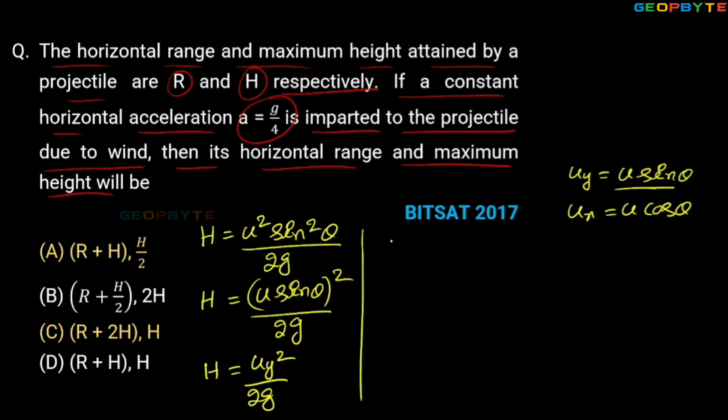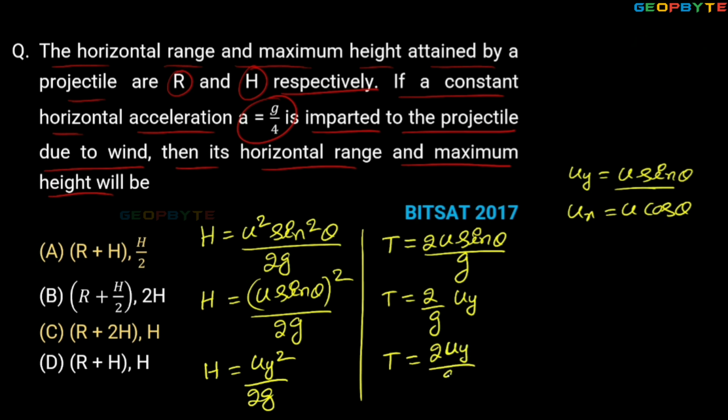Now come to the time of flight. Time of flight equal to 2u sine theta by g, right? It is equal to 2 by g into u sin theta, which is uy. So time of flight equal to 2uy by g. Then range R equal to horizontal component of velocity into time of flight.